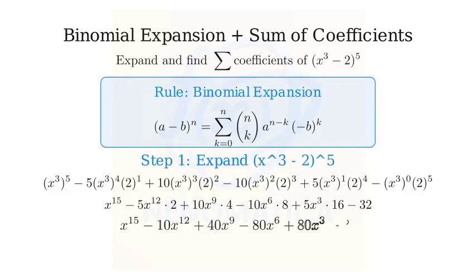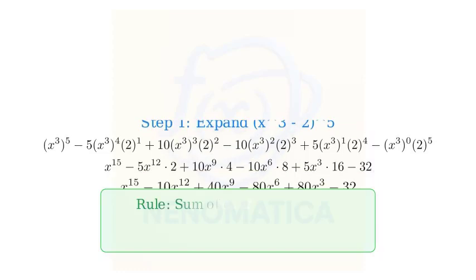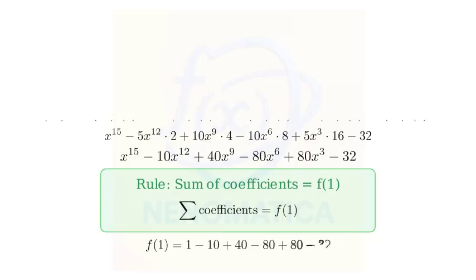Step 2. To find the sum of the coefficients, evaluate the polynomial at x equals 1. This works because every x becomes 1, so the value equals the sum of the coefficients. Let's plug in x equals 1 to the simplified polynomial. Then add the numbers.